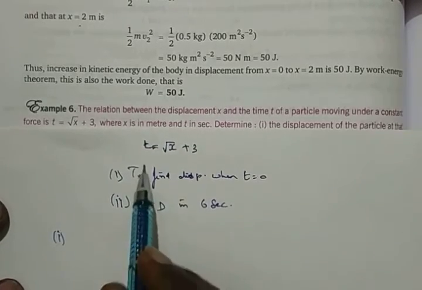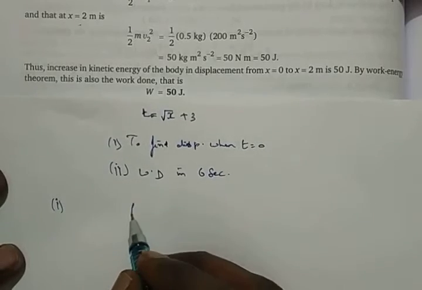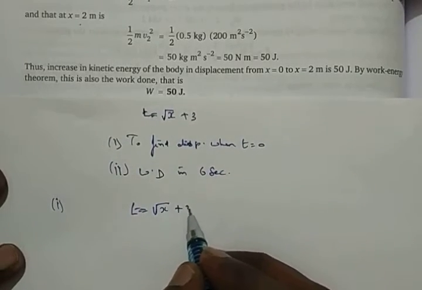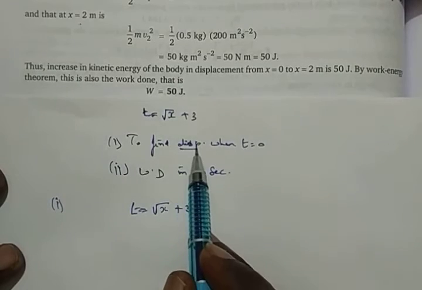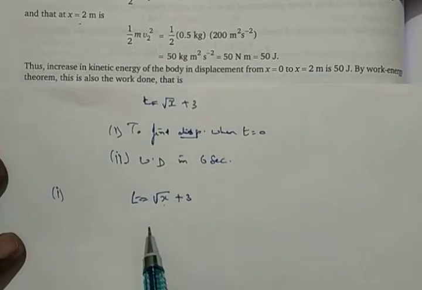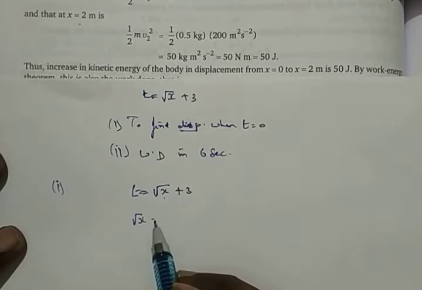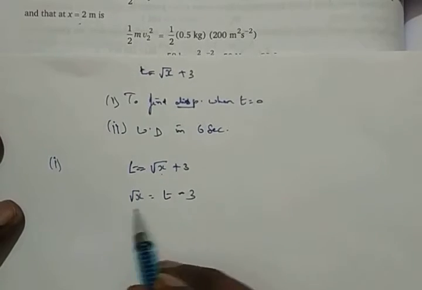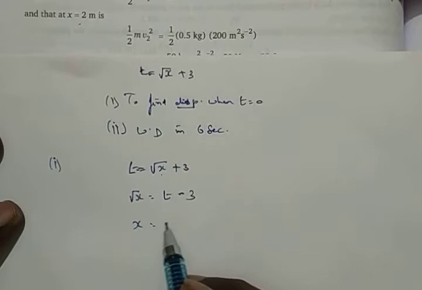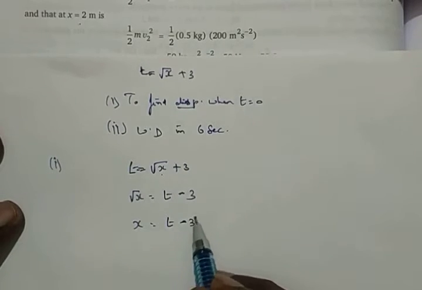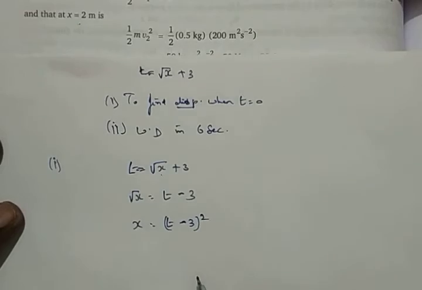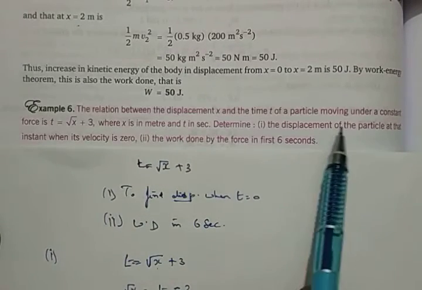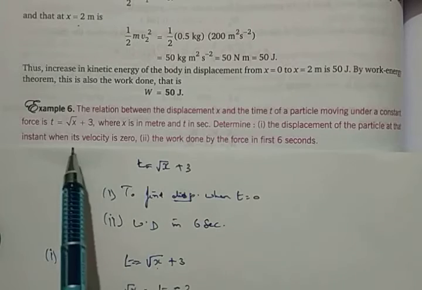Okay. Write the same question once again. t is going to be equal to under root x plus 3. We are supposed to find out the displacement, so displacement should be coming separately. Under root x is going to be equal to t minus 3. So squaring on both sides, x is going to be equal to t minus 3 the whole square. Alright. But it is asked, determine the displacement when velocity is 0.